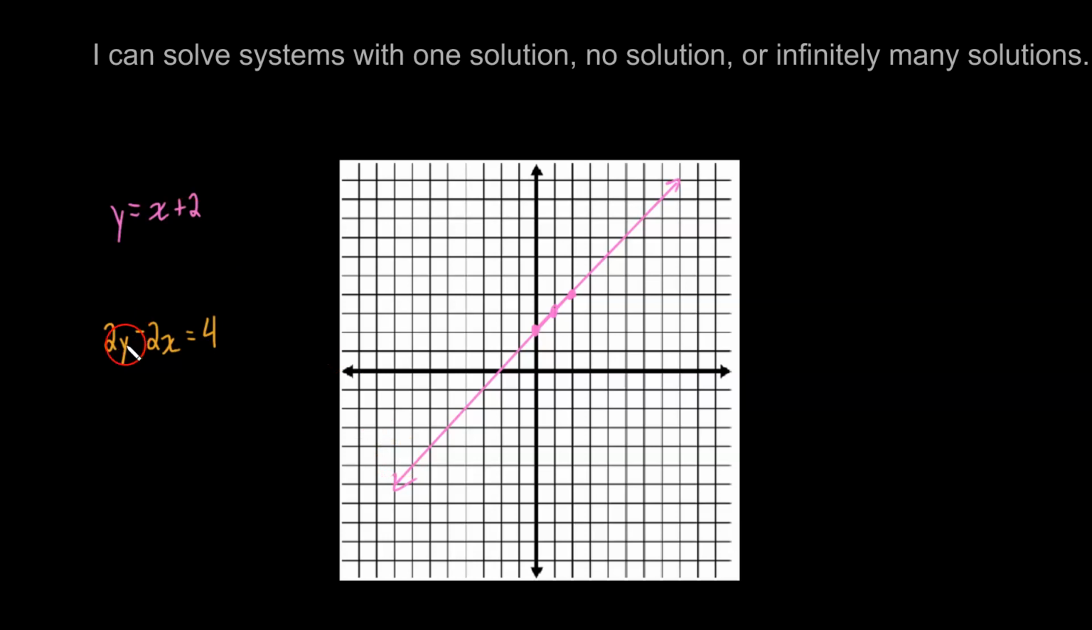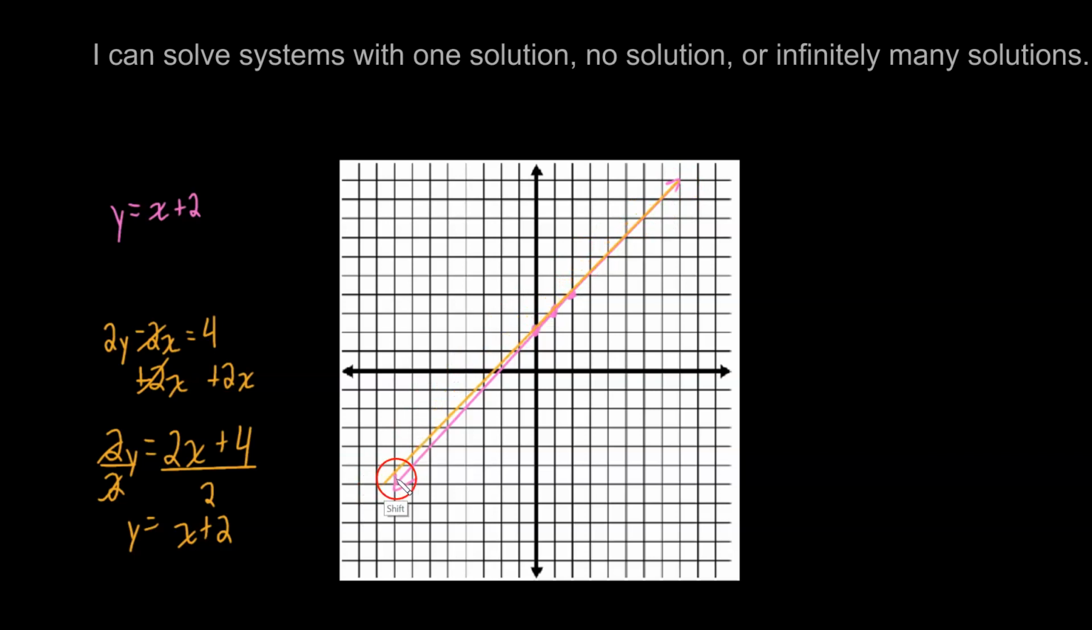Now we could graph this in standard form, but let's go ahead and convert it to slope-intercept form. Might be something that we're a little bit more comfortable with. 2y equals 2x plus 4. We divide by 2 and divide this whole right side by 2. We get y equals x plus 2. Well, that's the exact same line that we just graphed. So this is going to look just like this as well.